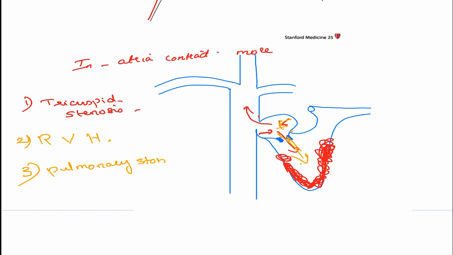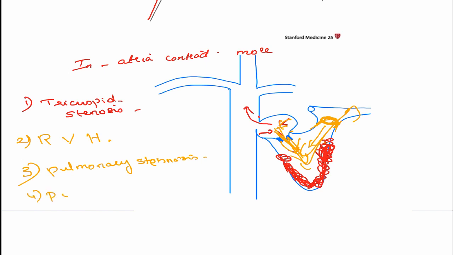So which is the pulmonary artery? This is the pulmonary artery. So if this has gone for stenosis, again there is back pressure, and more force is required to pull the blood from the ventricle to the pulmonary artery. So again, in case of pulmonary stenosis, we have a raised, or giant A wave.